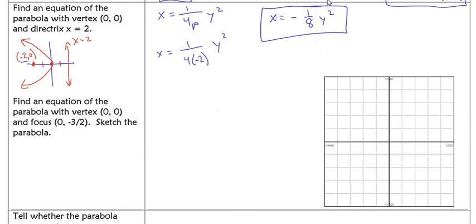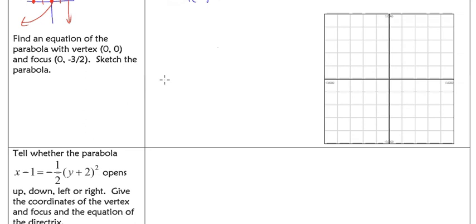All right, and next, moving on to the second question here. Find the equation of a parabola with vertex of 0, 0 and a focus at 0, negative 3/2, and then sketch the parabola. So let's start by sketching in our vertex.